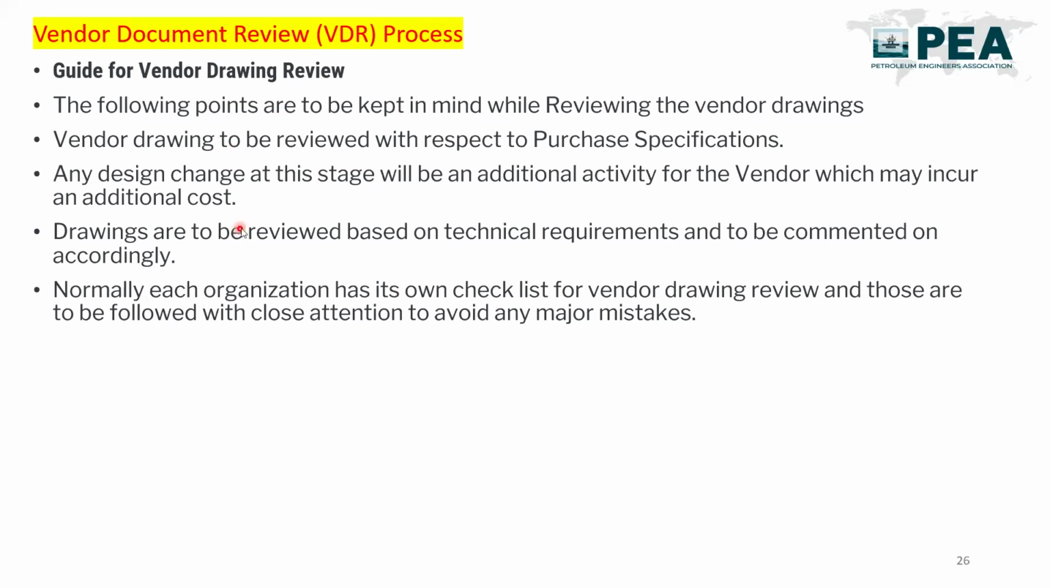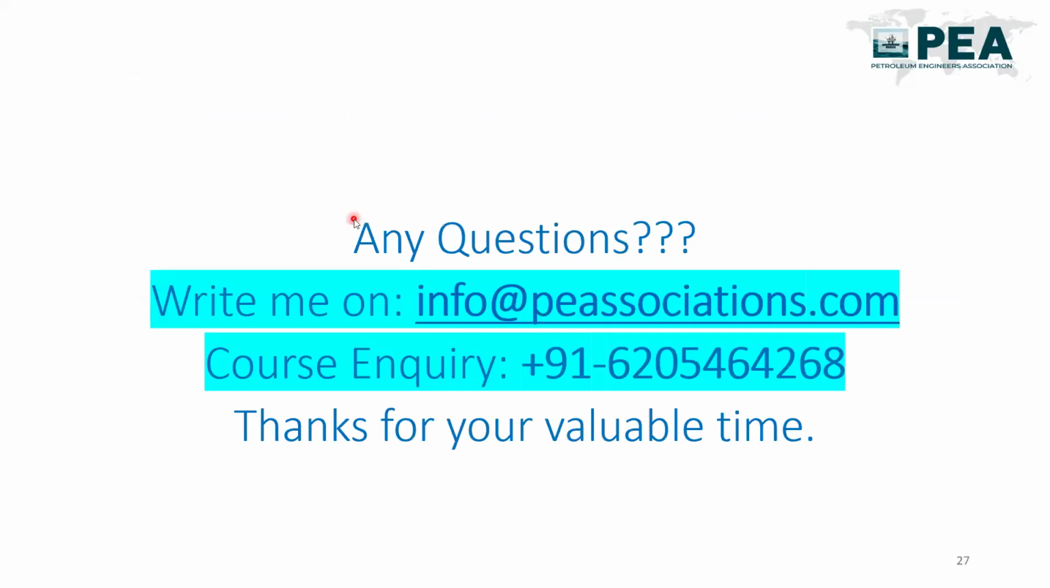And once the material is manufactured, the inspection call will be raised by the vendor for factory acceptance test or witness of that material. So this is the vendor document review procedure. We have to review the vendor document and give the stamped copy, the approved copy of the vendor document, so that the vendor can start the manufacturing of the material.